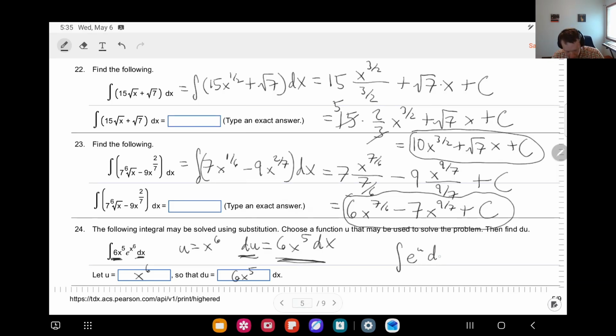So that'll transform my integral into e to the u du. And then that's not difficult to solve. But I won't go any further because the problem's not asking for it.